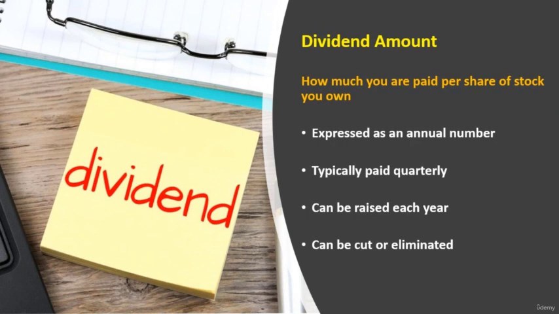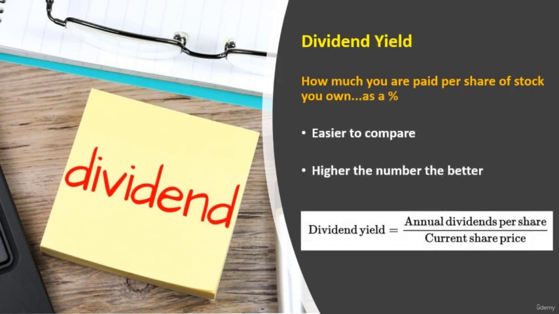So the first thing is, how much am I getting? That's the dividend amount. But the main thing that a lot of people will then look at is the dividend yield, because that's how much you're paid per share of stock you own, and it's expressed as a percentage, right? So instead of saying, well, I get paid $1, maybe that is used as a percentage, that might be 2%.